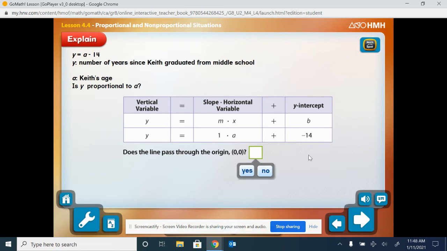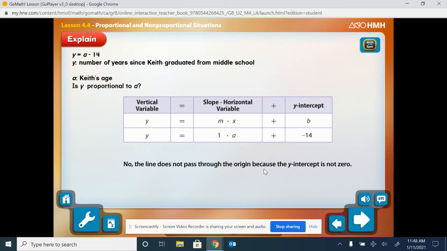Does the line pass through the origin? So because the y-intercept is not 0, that means it is negative 14. So that means it doesn't pass through the origin, okay? That's correct. The line does not pass through the origin because the y-intercept is not 0. The y-intercept is not 0, so the relationship is linear and non-proportional. Okay, so remember it's y equals mx plus b. There's a y-intercept other than 0, so it's non-proportional.